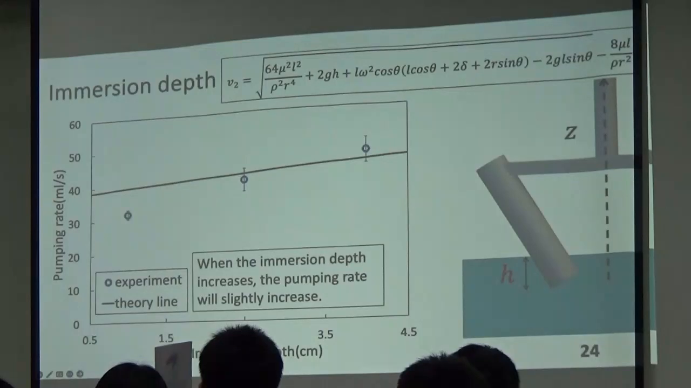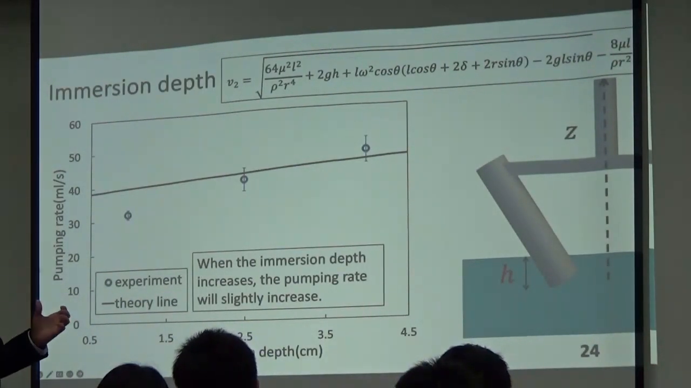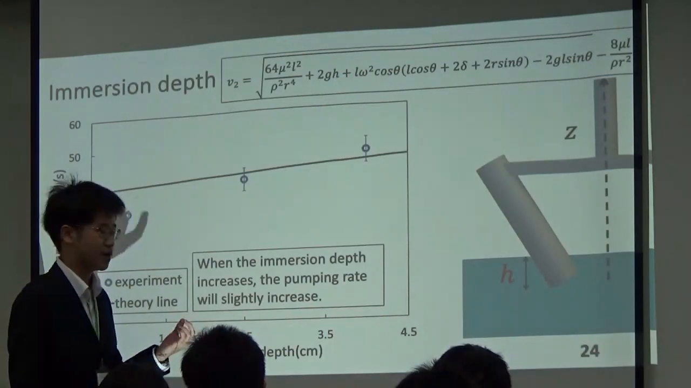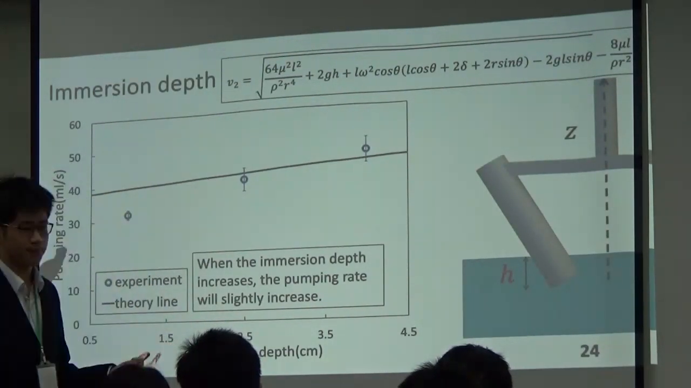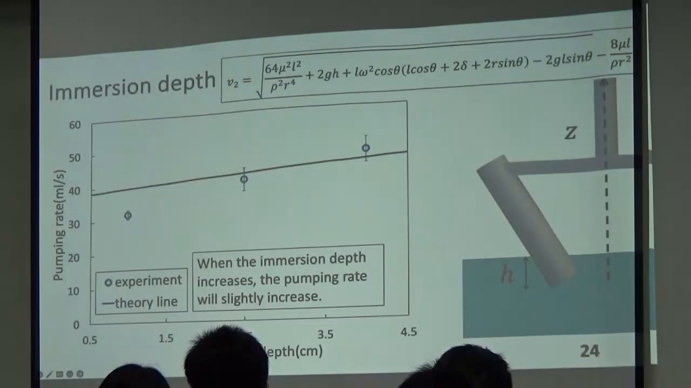When the immersion depth increases, we found that the pumping rate doesn't increase that significantly. There is only a slight increase. So it means that if the straw is connected with the water, the water will pump out, and the immersion depth won't change the pumping rate so significantly or so obviously. And this appears in the theory too.